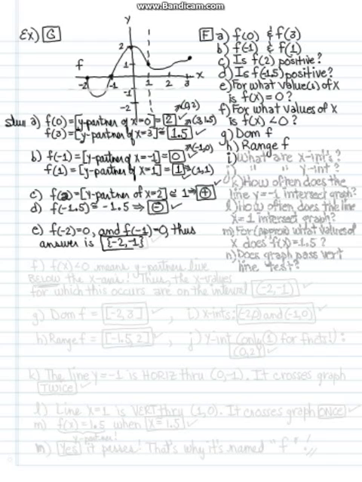Those are the x coordinates and the x-intercepts. Part F, for what values of x is the y partner less than 0? Okay, so what does that mean? To say f of x is less than 0 means that the y partner lives below the x-axis. So we're searching for the x values where the y partners live below the x-axis.